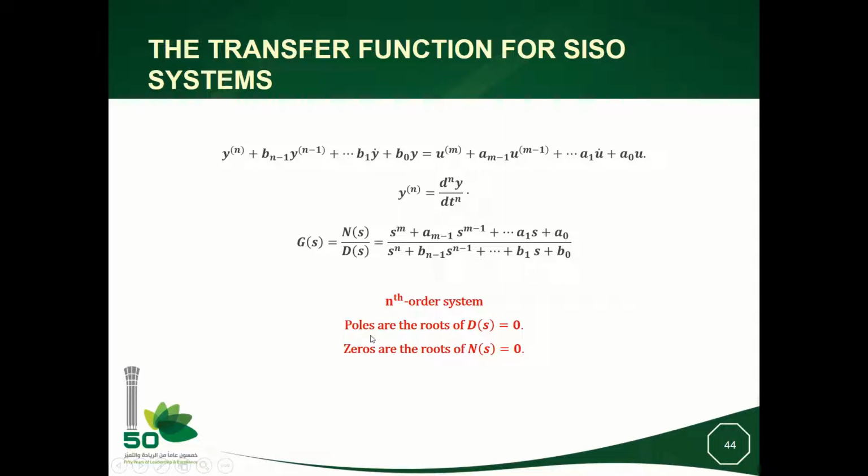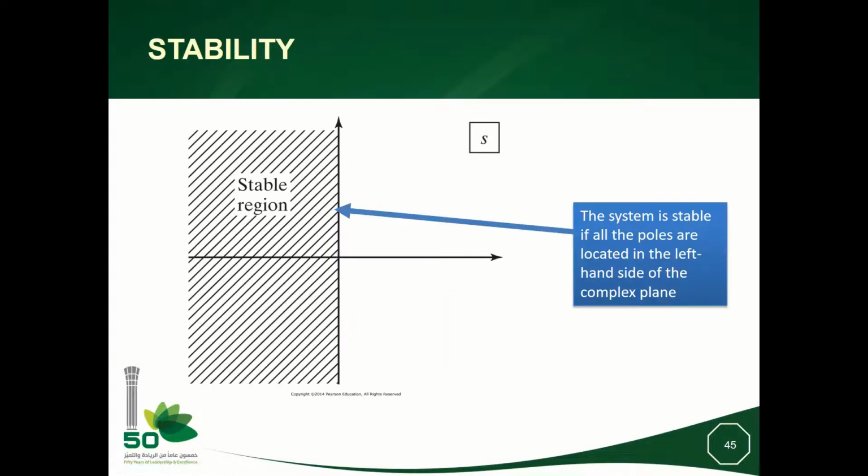What are the poles? The poles are the roots of D(s). It means the roots of the denominator of your transfer function. What are the zeros? The zeros are the roots of N(s), it means the numerator of your transfer function. So the roots of N(s) will be called the zeros of the transfer function, and the roots of D(s) will be called the poles of your system.